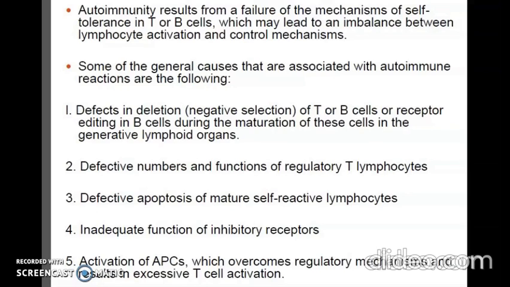Some of the general causes that are associated with autoimmune reactions are: the first one is the defects in deletion of T or B cells or receptor editing in B cells during the maturation of these cells in the generative lymphoid organs. Second one is the defective numbers and functions of regulatory T lymphocytes. Then there is defective apoptosis or cell death of mature self-reactive lymphocytes. Then there is inadequate function of inhibitory receptors. Then activation of antigen presenting cells, which overcomes regulatory mechanisms and results in excessive T cell activation.